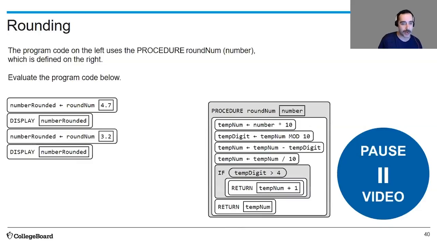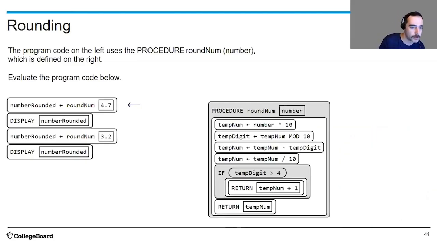Now, let's practice. You have some program code below that references the procedure on the right. I want you to evaluate that program code below on the left. I want you to pause the video, and we'll come back and see how you did. How'd you do? Well, let's look through it.